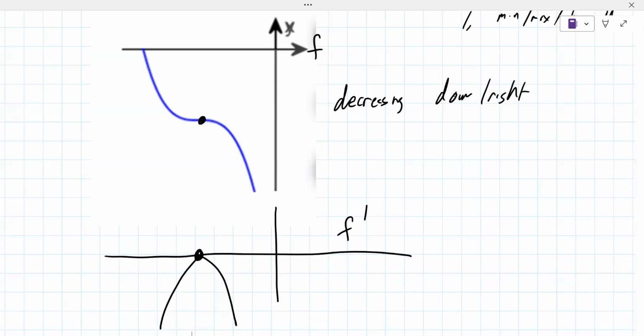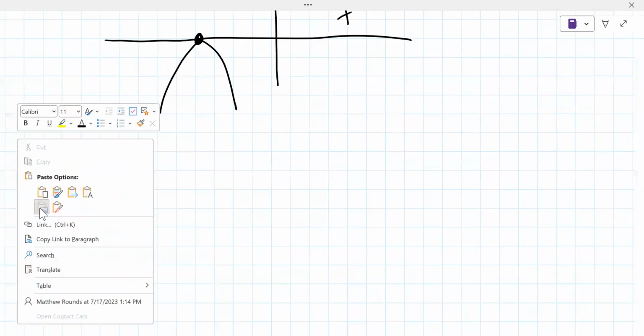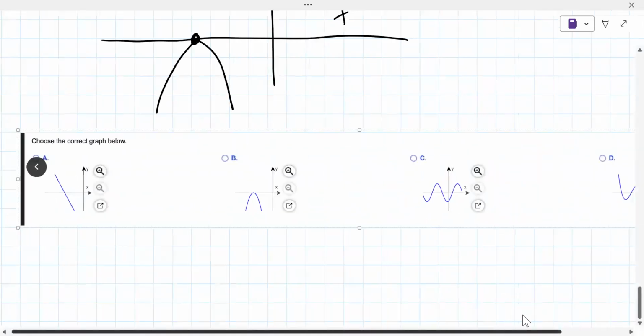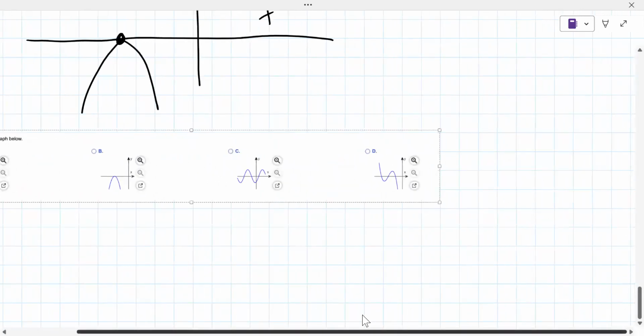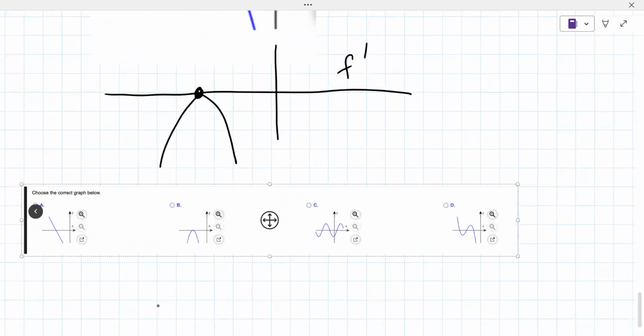So the challenge, I guess, is how to get you to remember those rules, which are kind of awkward. All right, so it looks like it's letter B. But we get another one here.